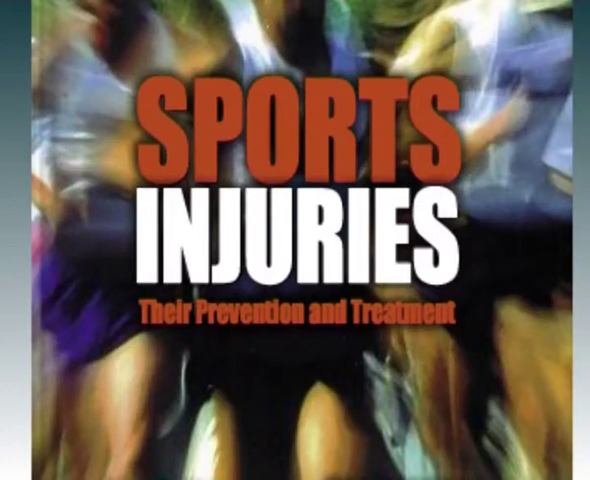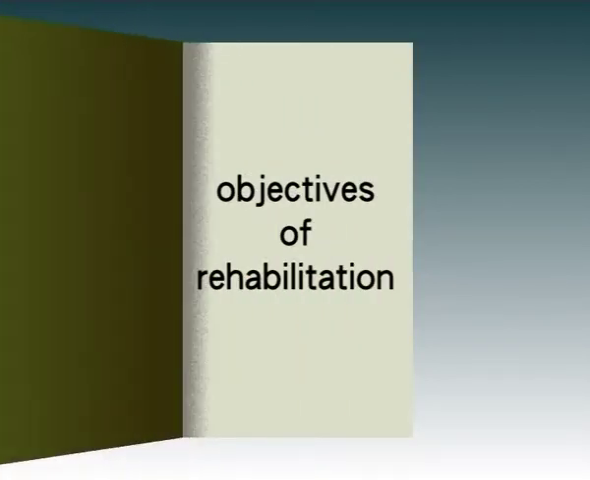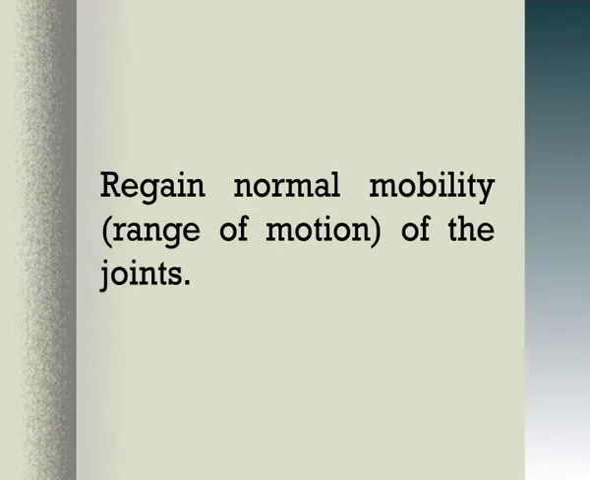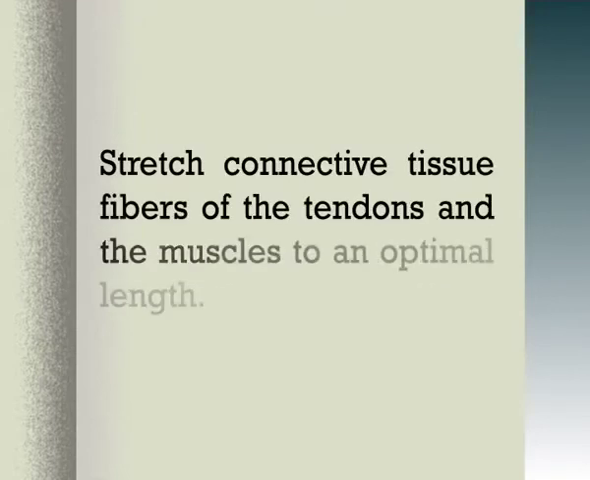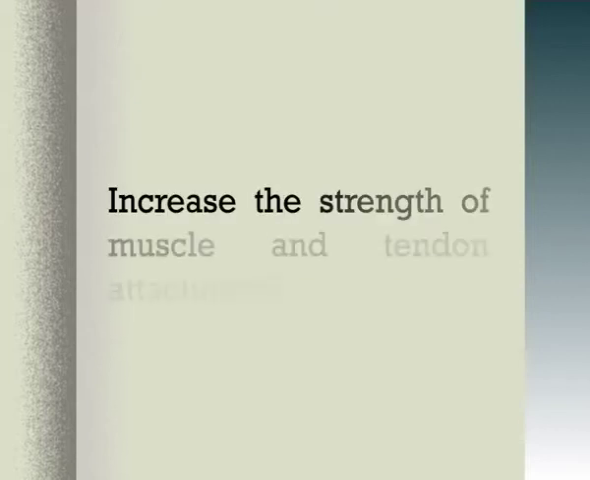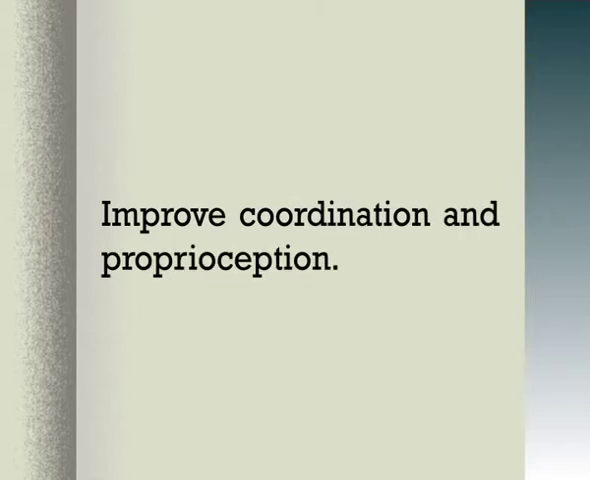Next, the objectives of rehabilitation as given by Lars Peterson and Per Renstorm in the book Sports Injuries, Their Prevention and Treatment, which is more specific to the field of physical education and sports, are as follows. First is to regain normal mobility, that is the range of motion of the joints. Secondly, to stretch connective tissue fibers of the tendons and the muscles to an optimal length. Thirdly, to increase the strength and endurance of the muscles. Fourth, to increase the strength of muscles and tendon attachment. And lastly, to improve coordination and proprioception.